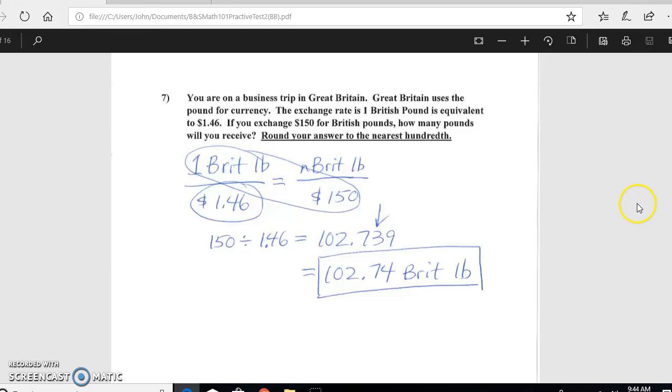This is the practice test for measurements, and here we're looking at problem number 7. The problem says you are on a business trip in Great Britain. Great Britain uses the pound for currency.